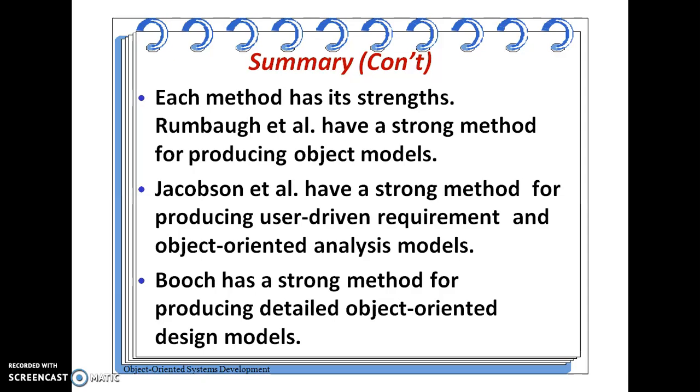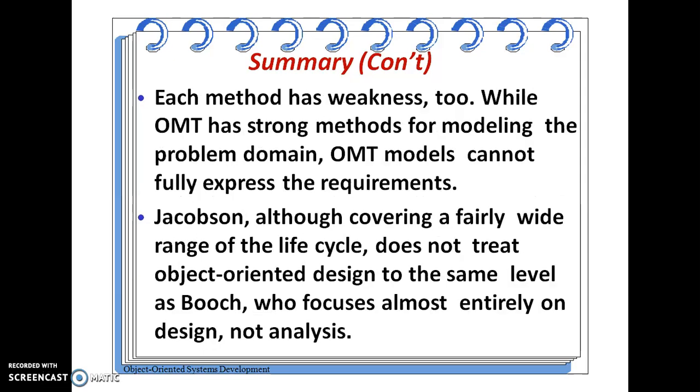Rumbaugh has a strong method for producing the object model. Jacobson has a strong method for producing user driven requirements and the object oriented analysis model, as it consists of two methodologies, you already know, object oriented business engineering and object oriented software engineering. That's why it has user driven requirements and object oriented analysis models. Third, Booch has a strong method for producing detailed object oriented design models.